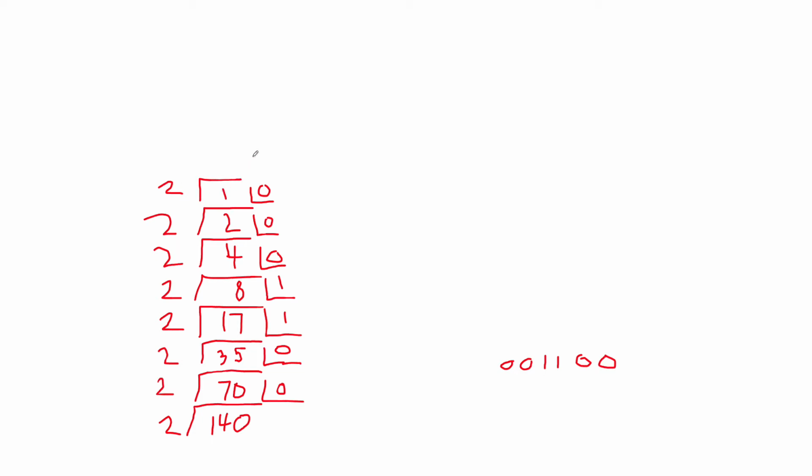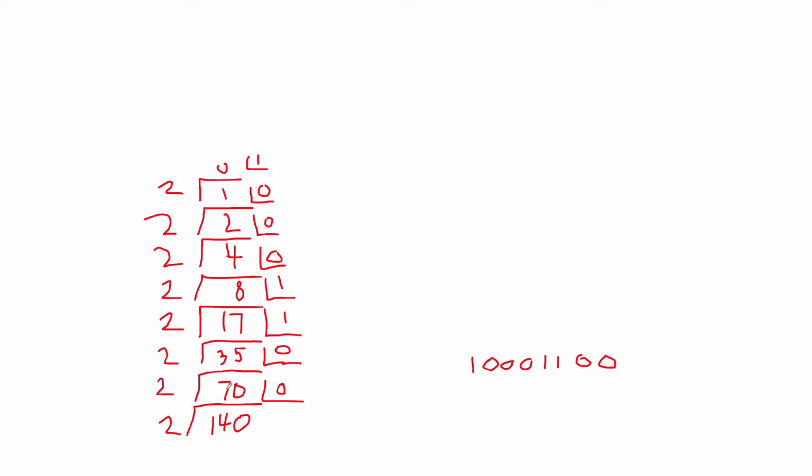2 into 1 is 0 with a remainder of 1. So what I've done is I've taken these remainders and I've written them down in a line. And this string of numbers here is going to be your decimal number in binary.